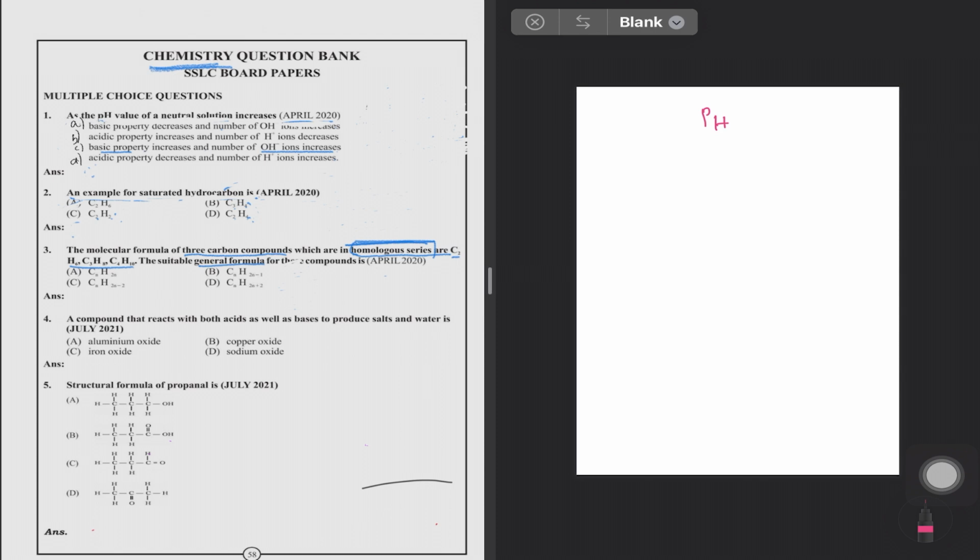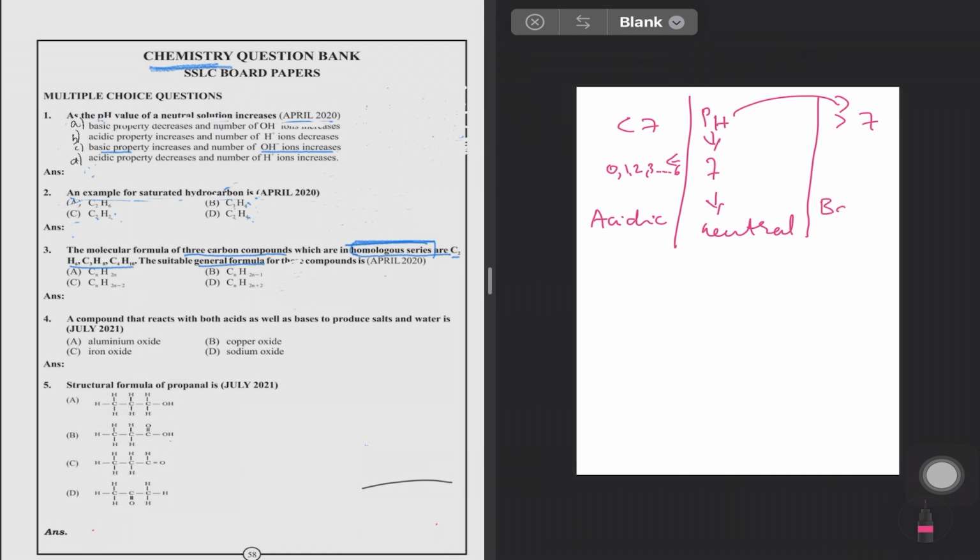We know that for a solution, if the pH value is 7, then the solution is said to be neutral in nature. If it is less than 7, 0 to 6, then that solution is said to be acidic in nature. If the pH is greater than 7, then the solution is said to be basic in nature. For acidic solutions, H plus ions will be more, and for basic solutions, OH minus ions will be more in number.